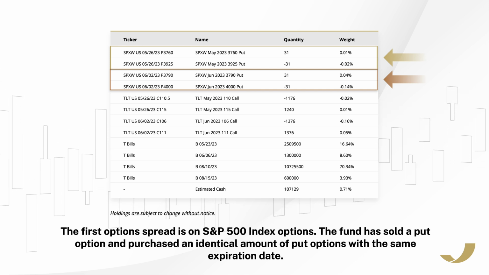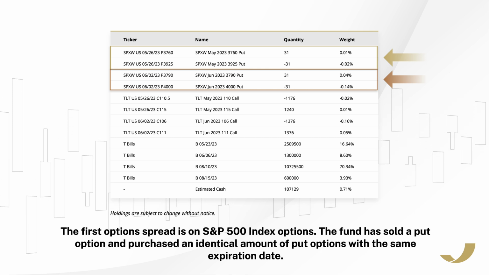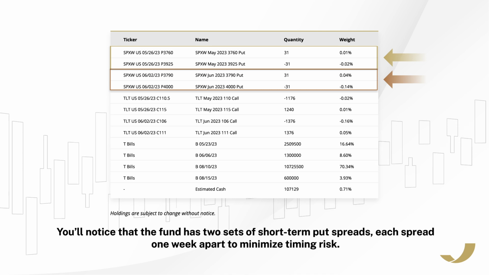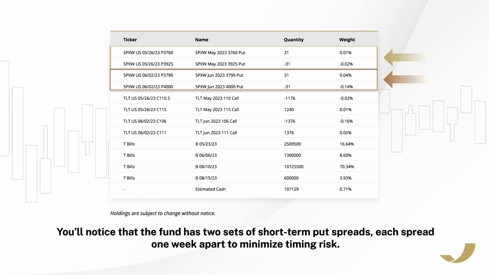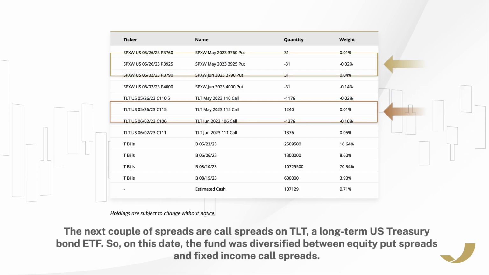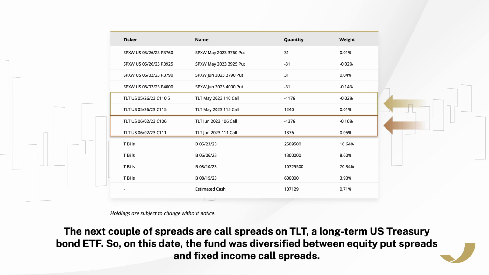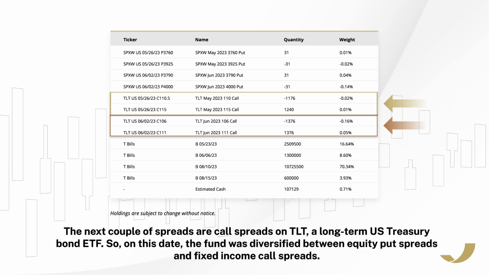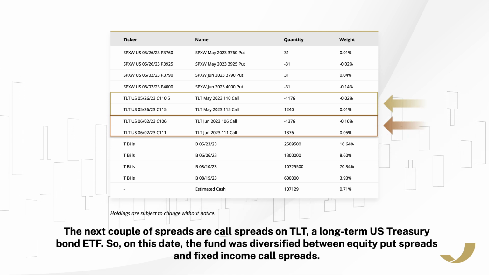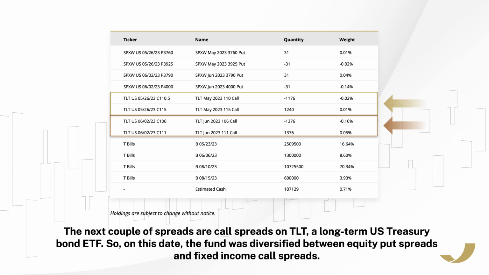The fund has sold a put option and purchased an identical amount of put options with the same expiration date. You'll notice that the fund has two sets of short-term put spreads, each spread one week apart to minimize timing risk. The next couple of spreads are call spreads on TLT, a long-term U.S. Treasury bond ETF. So on this date, the fund was diversified between equity put spreads and fixed income call spreads.